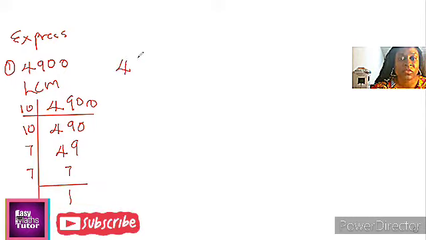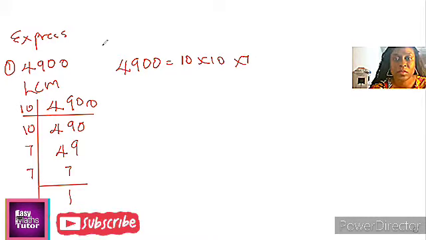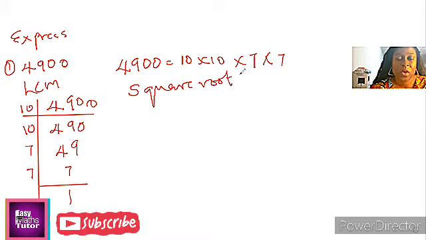So we're going to write it down like this: 4,900 is equal to 10 times 10 times 7 times 7. So this number is expressed as a product of its factors. And we're asked to find the square root also. Now we remember that the square root is a number that can multiply itself to give another number. So we're looking for a number that will multiply itself to give us 4,900.